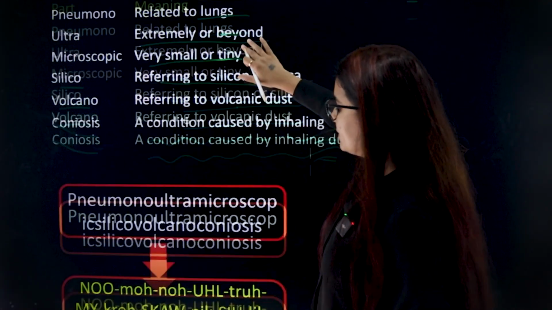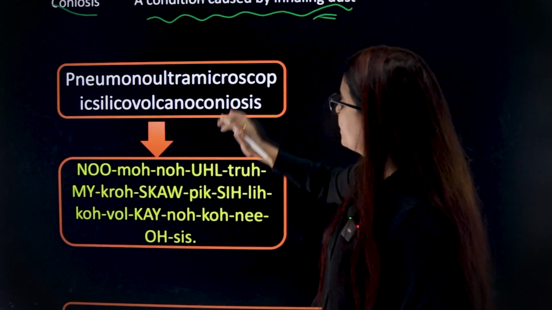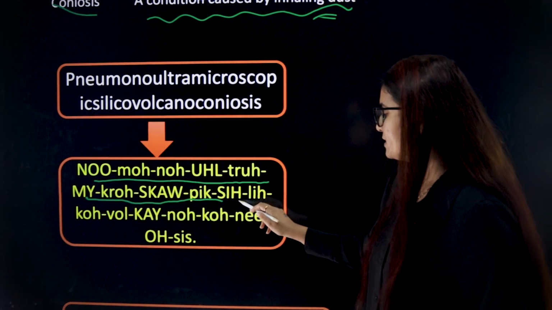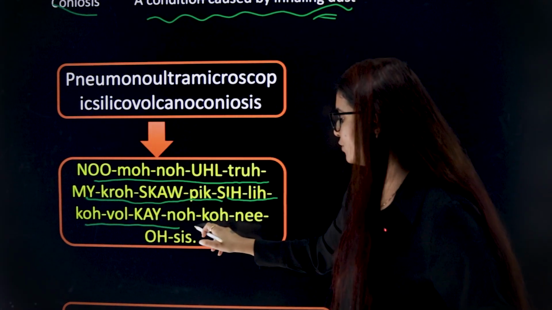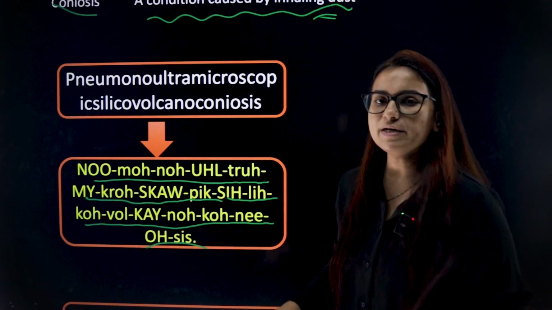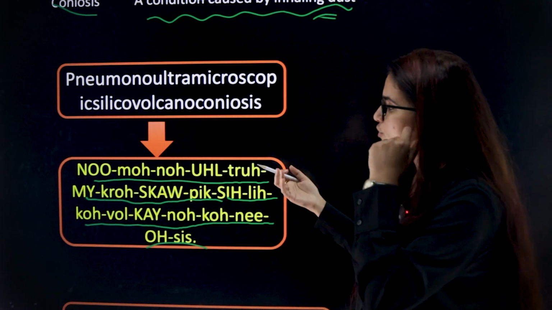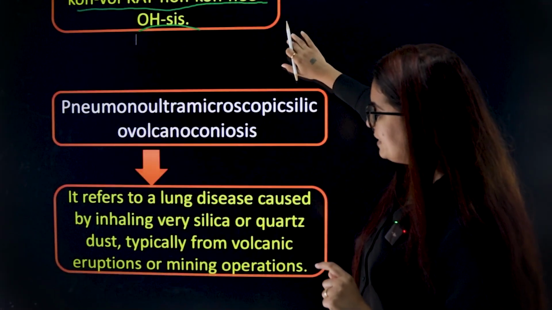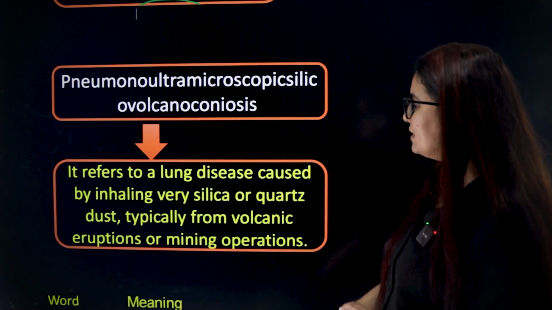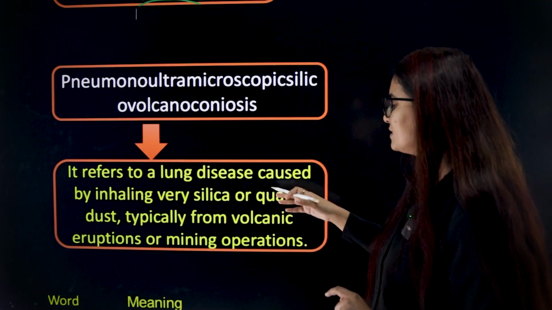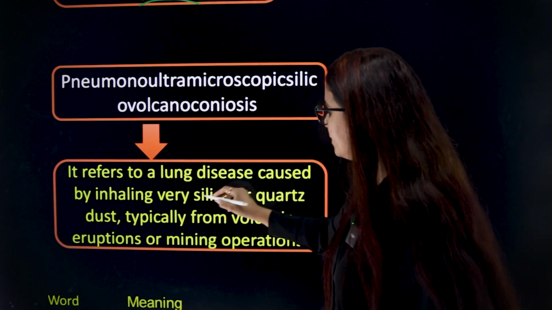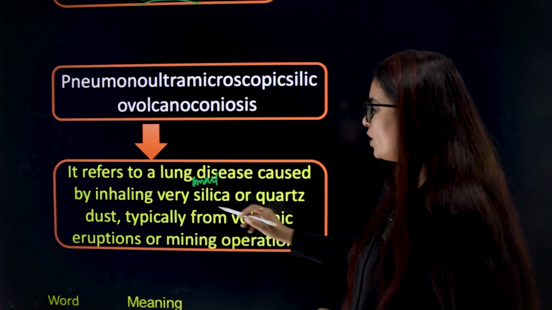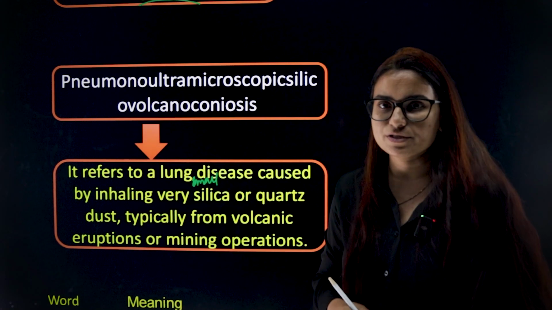Now, over here, this is how you can pronounce this word. Pneumono ultra microscopic silicovolcanoconiosis. I've broken it down into a lot of simple letters so you can understand the meaning properly. Now moving further, we have the meaning of the word. It refers to a lung disease caused by inhaling very small silica or quartz dust, typically from volcanic eruptions or mining operations.